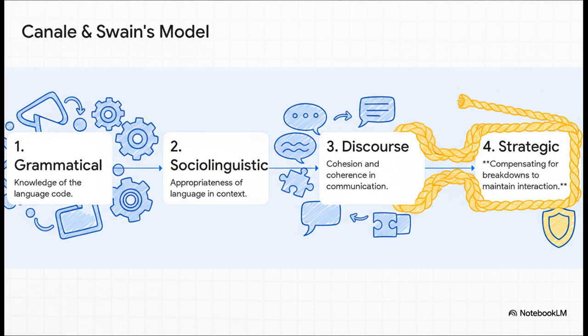You need grammatical competence, yep, the rules. You need sociolinguistic competence, knowing how to be polite or formal or funny. You need discourse competence, knowing how to build a conversation or a story. And then, number 4, the hero of our story, strategic competence. This is the one that kicks in to save the day when one of the other 3 fails.